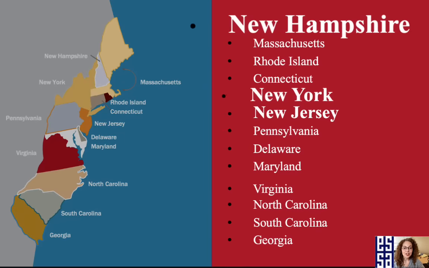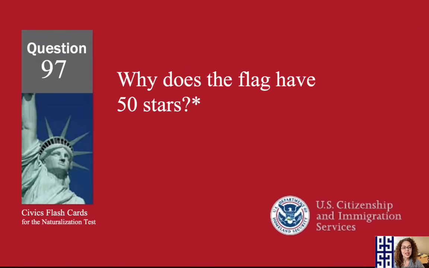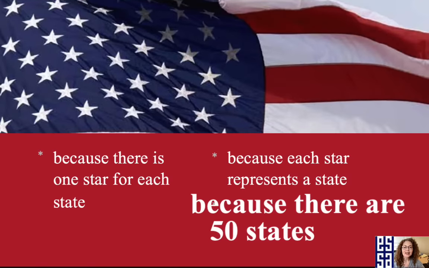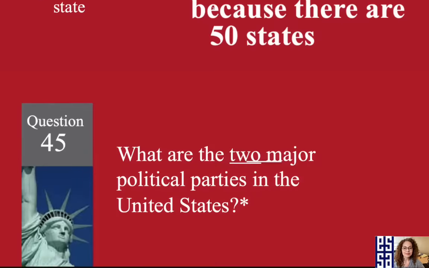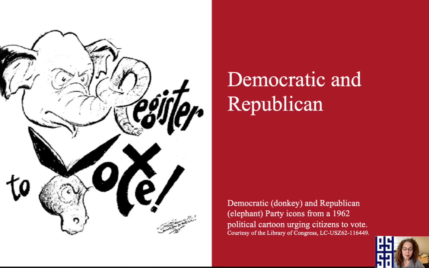New Hampshire, New York, New Jersey. Why does the flag have 50 stars? Because there are 50 states. What are the two major political parties in the United States? Democratic and Republican.